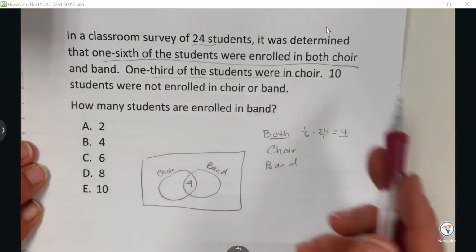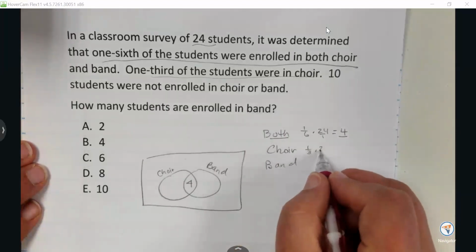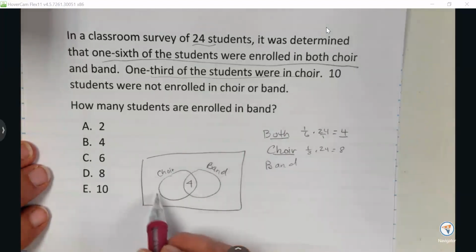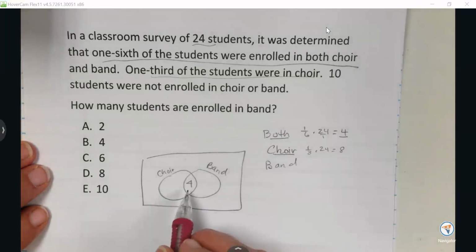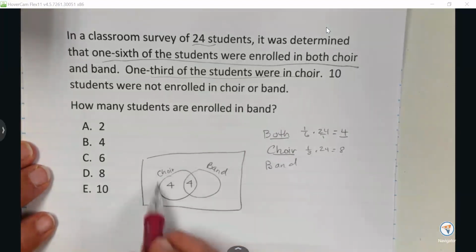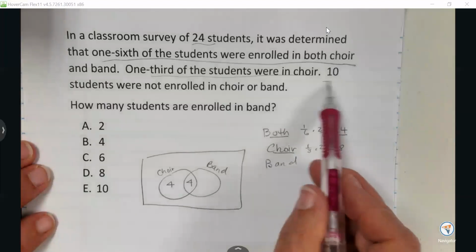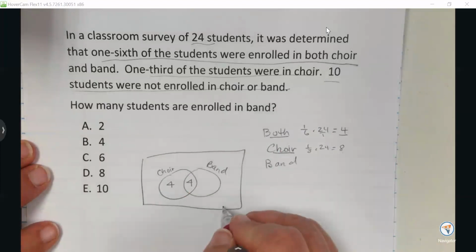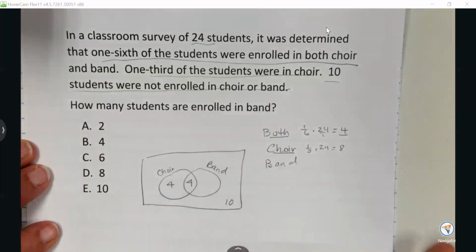1/3 of the students were in choir. So 1/3 of my 24 students, which is 8, were in choir. How many are already in my choir circle? 4 in my choir circle. I need a total of 8, so I know there are 4 more in my choir circle. And it says 10 students were not enrolled in choir or band. So 10 students are out here. They may be in something else, art, piano, those types of things, but they're not in choir or band.